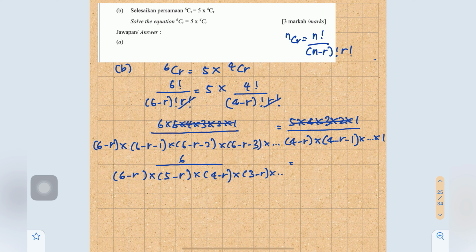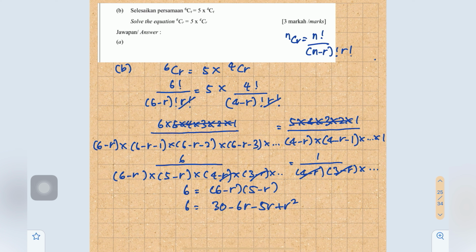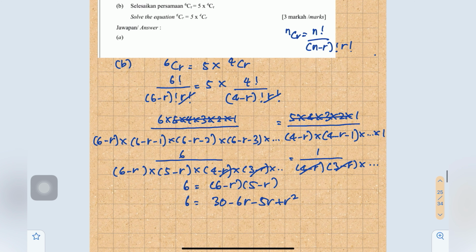Okay, sama dengan yang ni dah 1 lah. So this one is 4 minus R, 4 tolak 1, 3, so 3 tolak R dan seterusnya. Okay, so kita nampak kat sini pattern yang kita boleh simplify. So ni boleh mati, ni pun boleh mati. So ni kita dapatlah 6. Okay, ni kita pindah sana, 6 minus R, 5 minus R, expand. So 30 minus 6R minus 5R plus R squared. Okay, so it seems like quadratic kan.